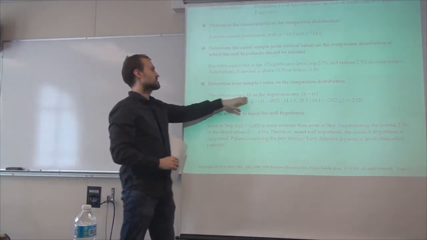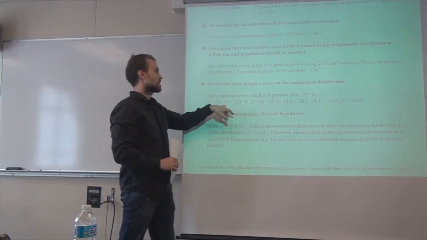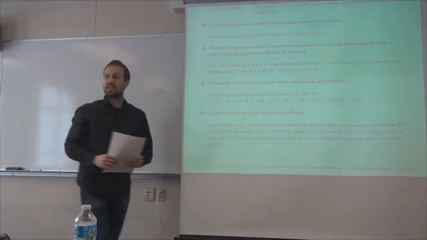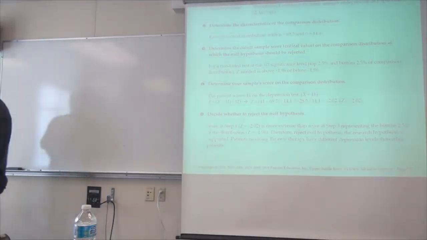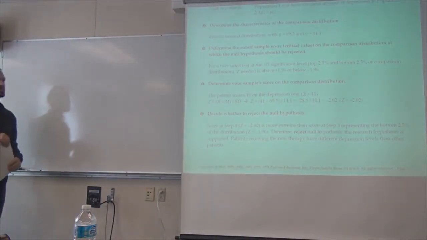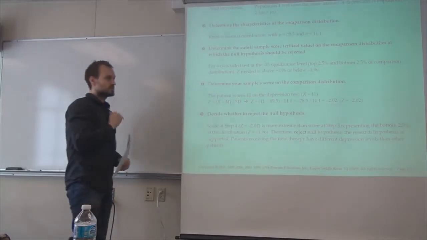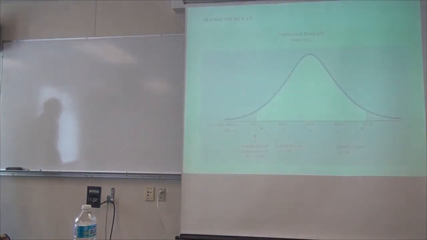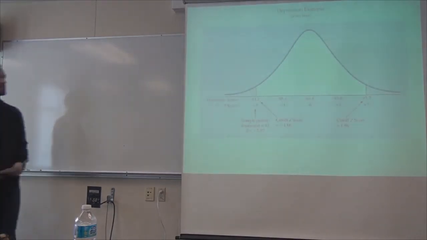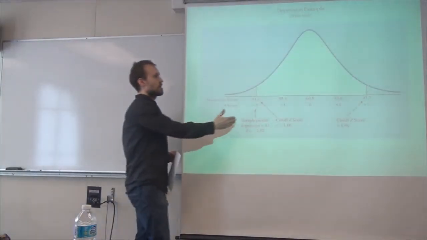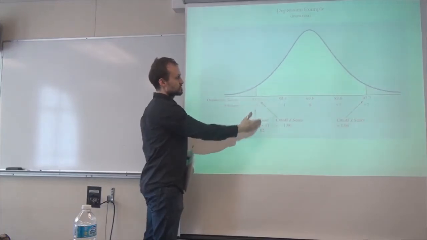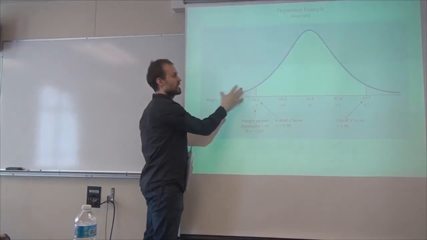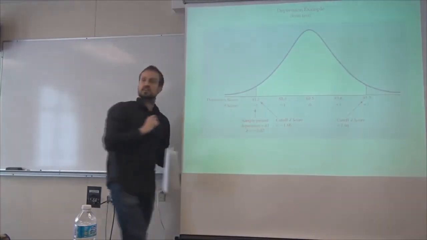So the patient score is then a 41, which corresponds to a z-score of negative 2.02, negative because it's below the mean, and it's just past my critical score on the left. So my critical score, my cutoff is over here with 2.5% on the left. The sample score just falls under that.